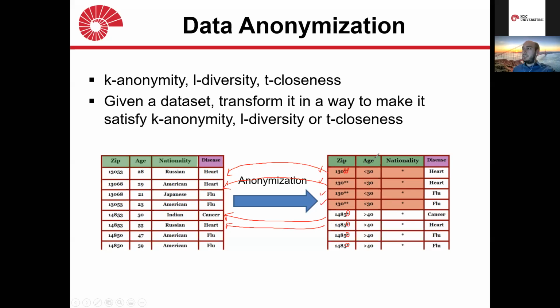Same thing with the age attribute. In the original data set, we had the actual number of age, just 28, 29, 21.